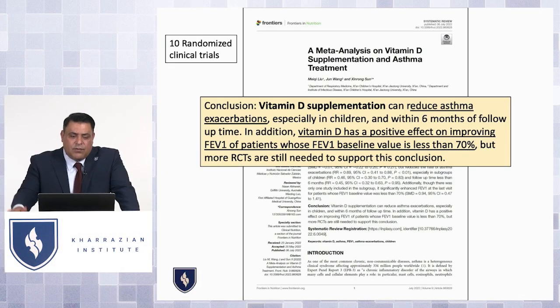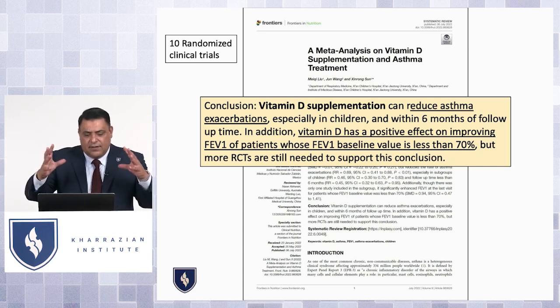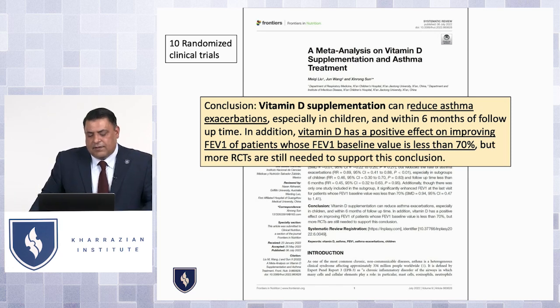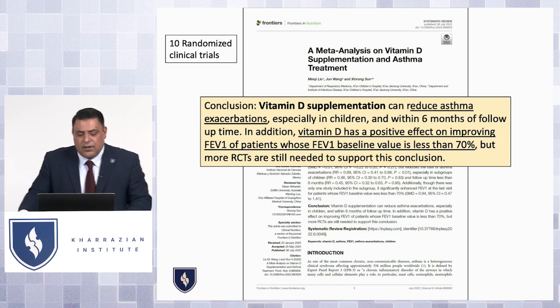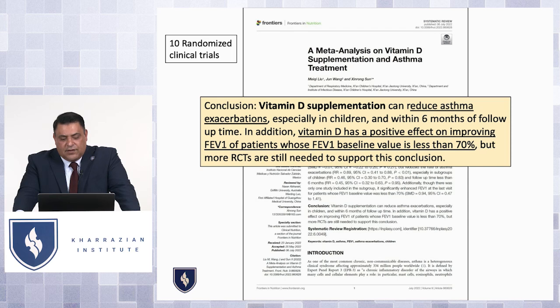Okay, so let's talk about nutraceuticals and what the literature has shown impacts asthma. So without doubt, one of the most clearly established nutraceutical supports for asthma is vitamin D. This was a study looking at 10 randomized clinical trials. There's a meta-analysis of them. And when you summarize all the data and look at them as a single unit score, it's very clear that vitamin D supplementation can reduce asthma exacerbations, especially in children, and within 6 months of follow-up time.